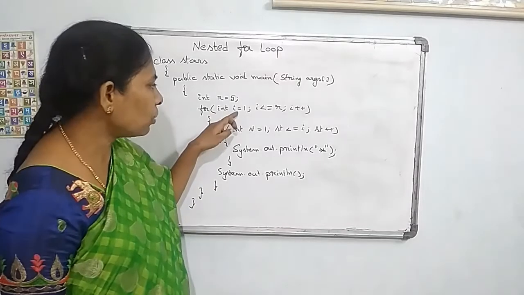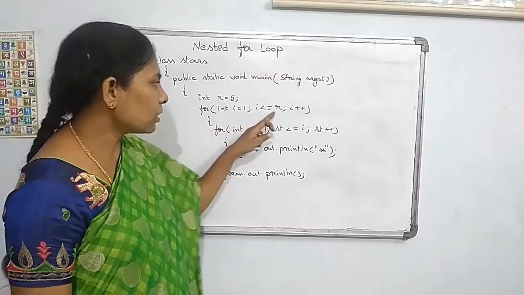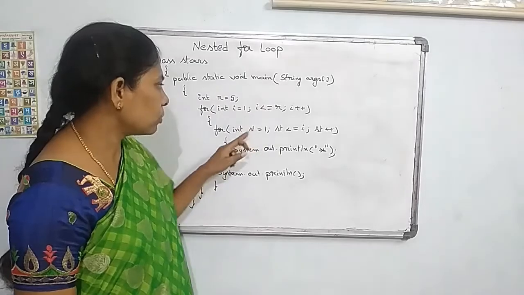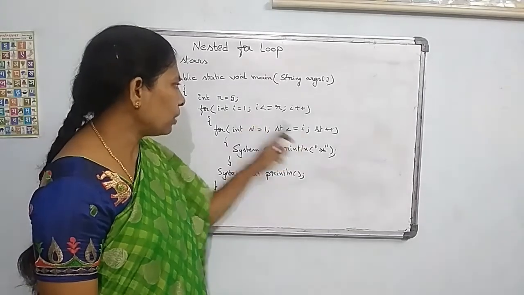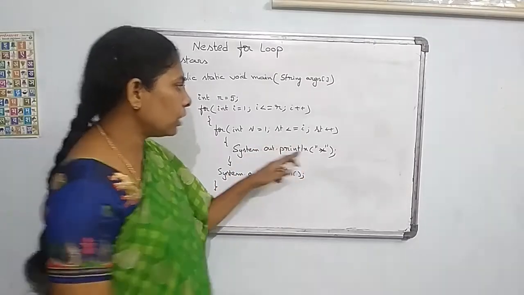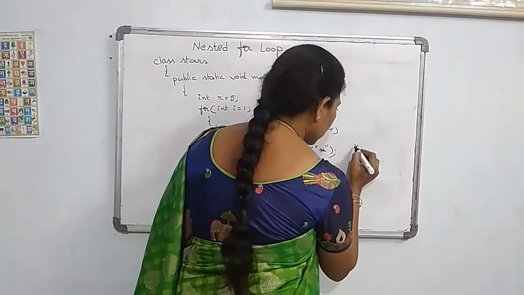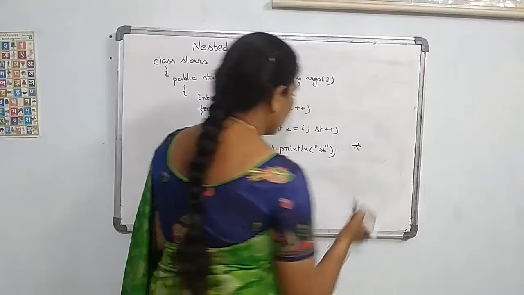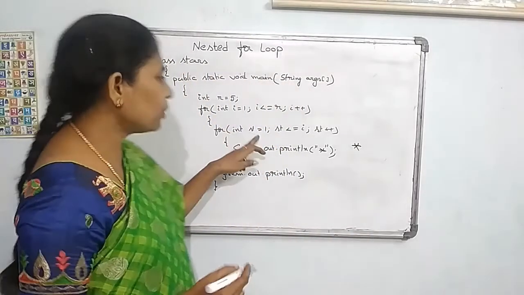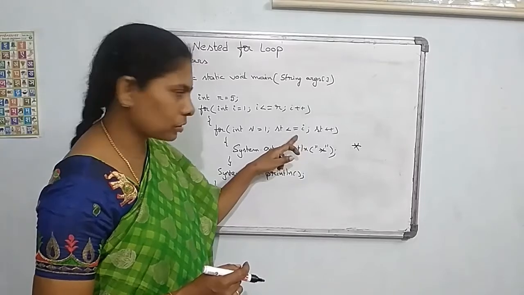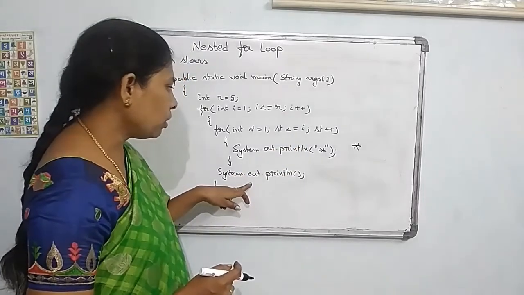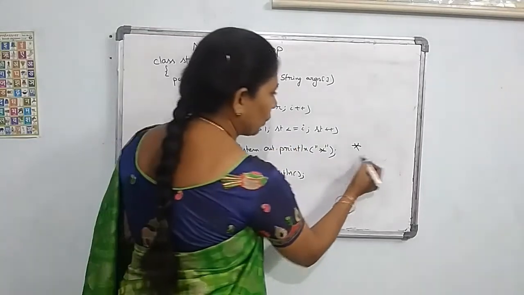Okay, first i equal to 1, and 1 less than or equal to 5. So st equal to 1, and 1 less than or equal to i, which is 1. 1 equal to 1, so it will print the first star. Now it will increment st to 2. 2 less than or equal to 1 condition is false. So then it will go to the println, which gives one gap.